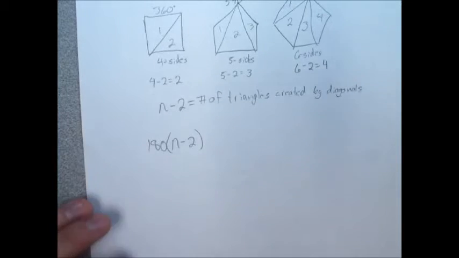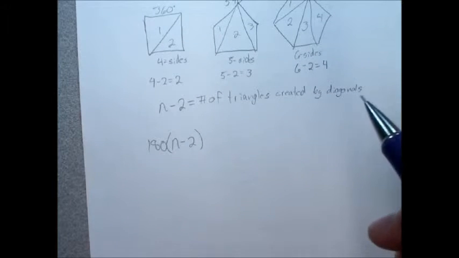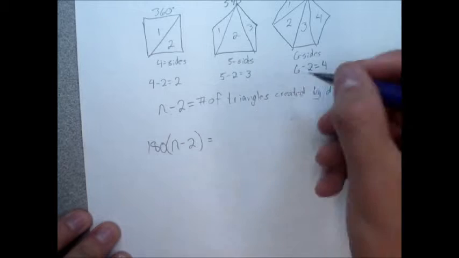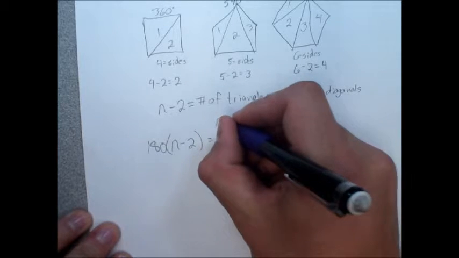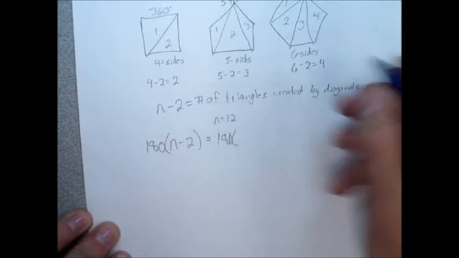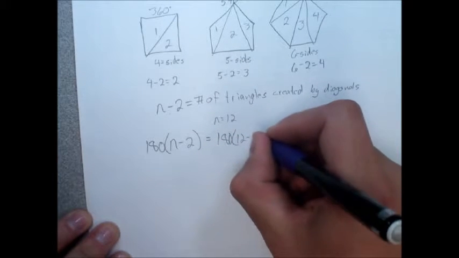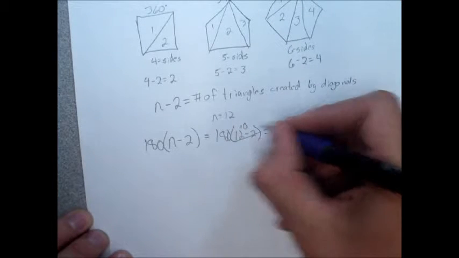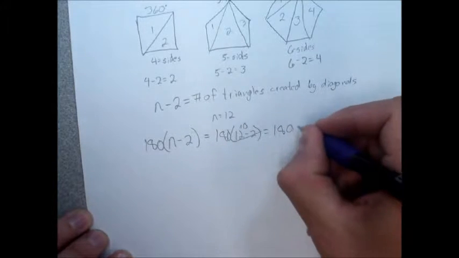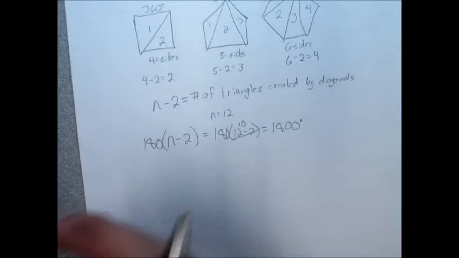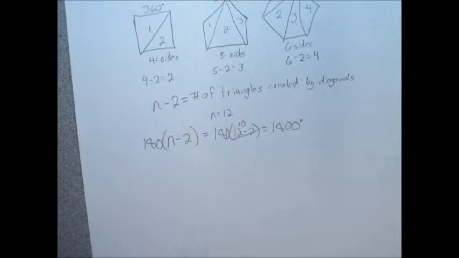If I said I have a dodecagon, how many sides is in a dodecagon? I didn't hear that. 12. Good. So in a dodecagon, there's 12 sides. So I just plug it in. I take 180, and I multiply it by 12 minus 2. So I take the inside of the parentheses first, which is 10. So I take 180, and I multiply it by 10, and I get 1800 degrees. That's the sum of the interior angles.